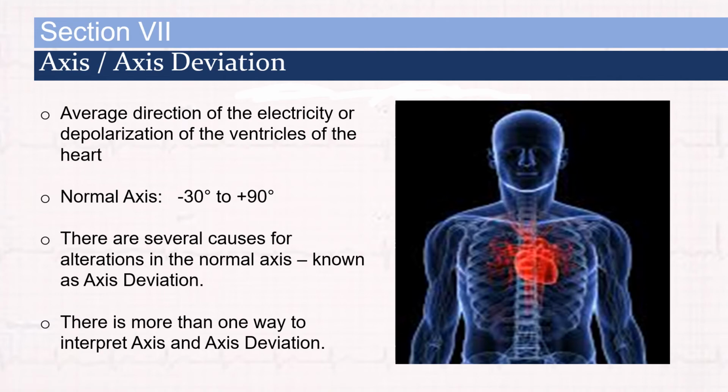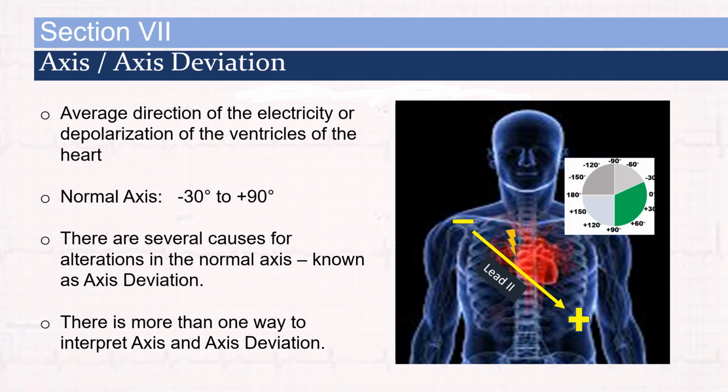The normal axis is -30 to +90. And if you consider the net direction of electricity in the heart is considered lead 2, the majority of that electricity is going from your right shoulder down through the left side of your body. So now, if we put that on a scale, we're thinking that between 2 o'clock and the 2:30 mark is where our normal area will run. There are several causes for alterations in the normal axis, and these are cumulatively known as axis deviation.